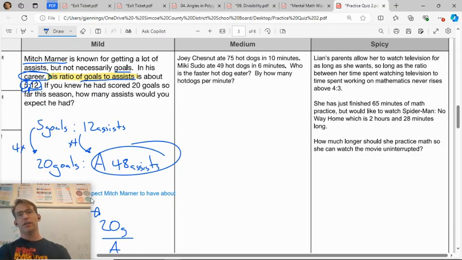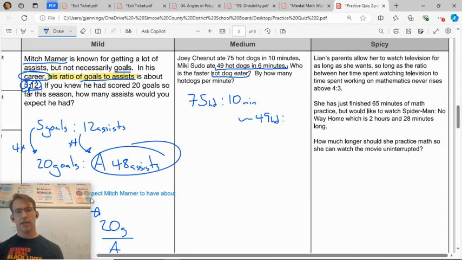All right. Now here's this one's fun. Joey Chestnut, he's eating hot dogs real fast. 75 hot dogs in 10 minutes. Can you believe it? So fast. I can believe it. Anyway, Mickey Sudo, on the other hand, eats 49 hot dogs in 6 minutes. I guess in the women's competition, they only eat hot dogs for 6 minutes instead of 10. I don't know. I don't make the rules. And we want to know, who's the faster hot dog eater? Well, first we have to find a way to compare 75 hot dogs in 10 minutes to 49 hot dogs in 6 minutes.